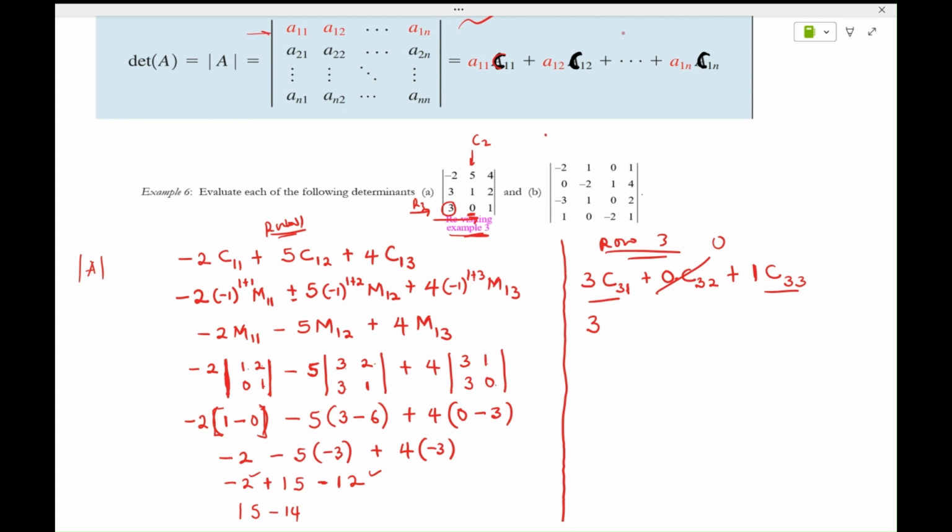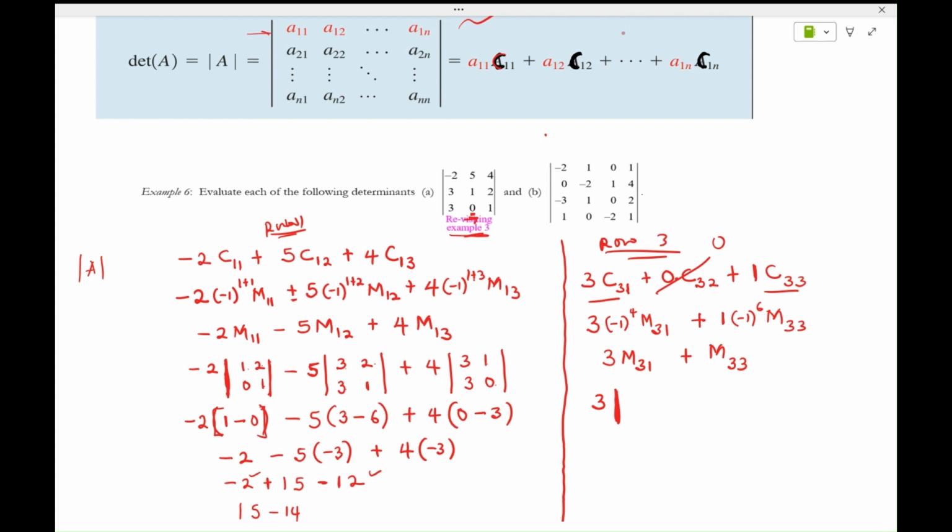So now this will be 3. We go from cofactor to minor. So this is minus 1 to power 4, then M31, plus, this is 1. This is going to be minus 1 to power 6, M33. So this is minus 1 to power 4. So you just have 3 times M31 plus, this also is even, so we'll just have M33, right? So now this will be 3.